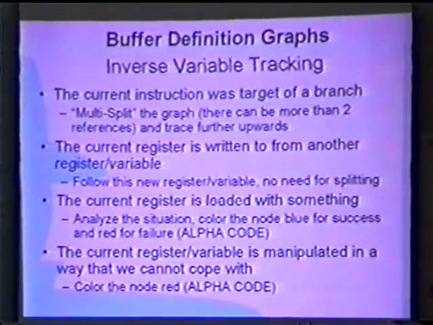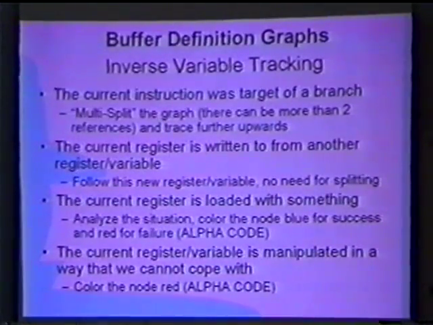If my current register is written to from another variable, I just go to the other variable and trace upwards from there. Like if EAX is being tracked and it's being written from EBX, I take EBX and trace upwards. If my current register is loaded with something, I have to analyze the situation and see what's going on there. For example, if I have a load effective address of some buffer, then obviously I found the buffer definition. So I'm done. I color the node blue. Hey, I'm done. And quit tracking.